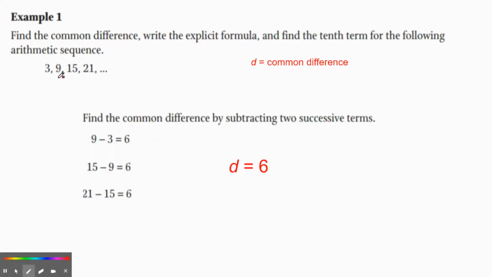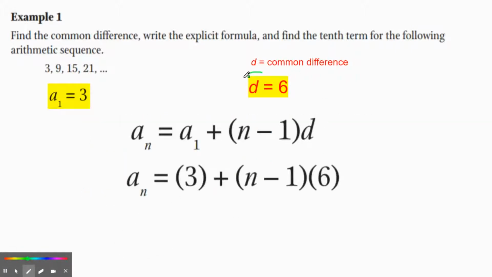Remember, the common difference can be found by taking one term and subtracting the previous term. So 9 minus 3, 15 minus 9, 21 minus 15. And you're going to see that we keep getting the number 6 as the common difference. You need to do this at least 2 times.